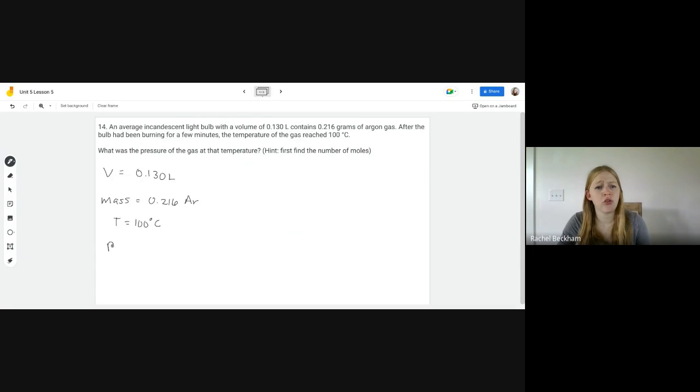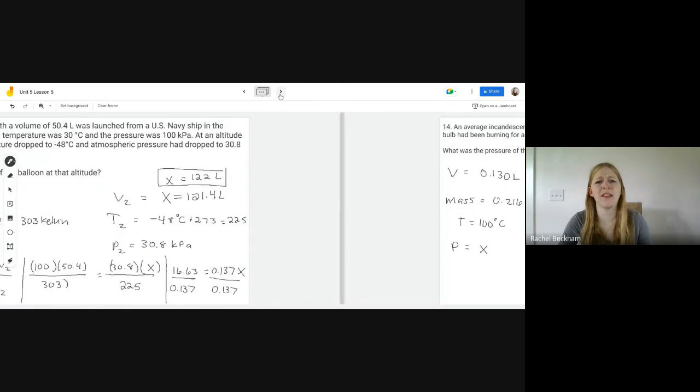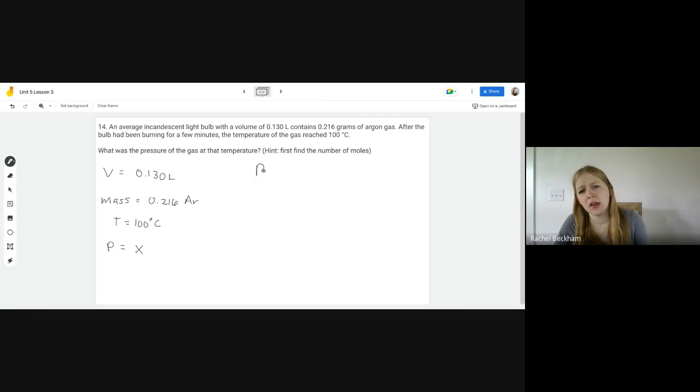What was the pressure of the gas at that temperature? Hint: first find the number of moles. So nothing changed. It was not like we have a V1 and a V2, a P1 and a P2. When we have pressure, volume, and temperature, but we don't have any change, we're going to use the ideal gas law. So I'm just going to write it down and see if we can plug it in. It's P times V equals N times R times T.